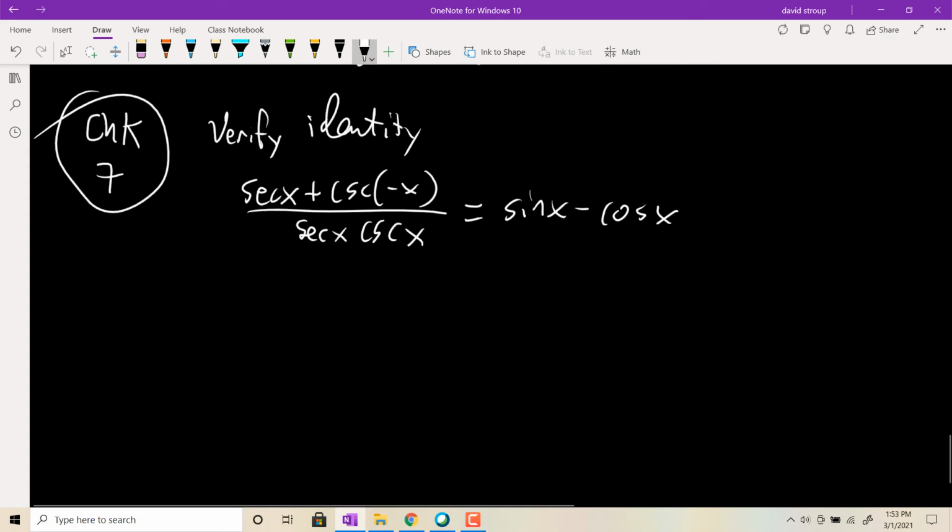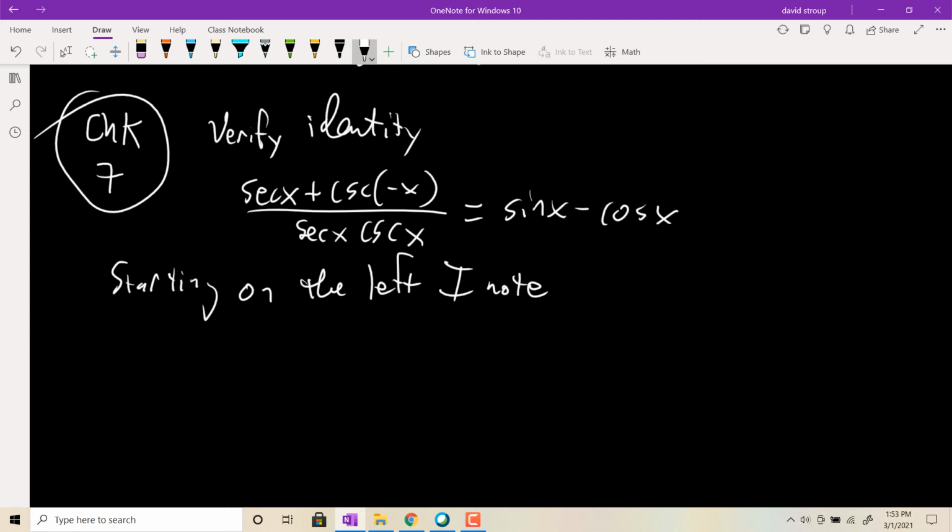Okay, so I think what I'm going to do, obviously, if you just counted up the little symbols on the left, you have more symbols than you do on the right. So I'm going to start on the left. So starting on the left, I note, so give the reader some direction of what the heck it is you're doing. Secant x plus cosecant of negative x all over secant x, cosecant x.